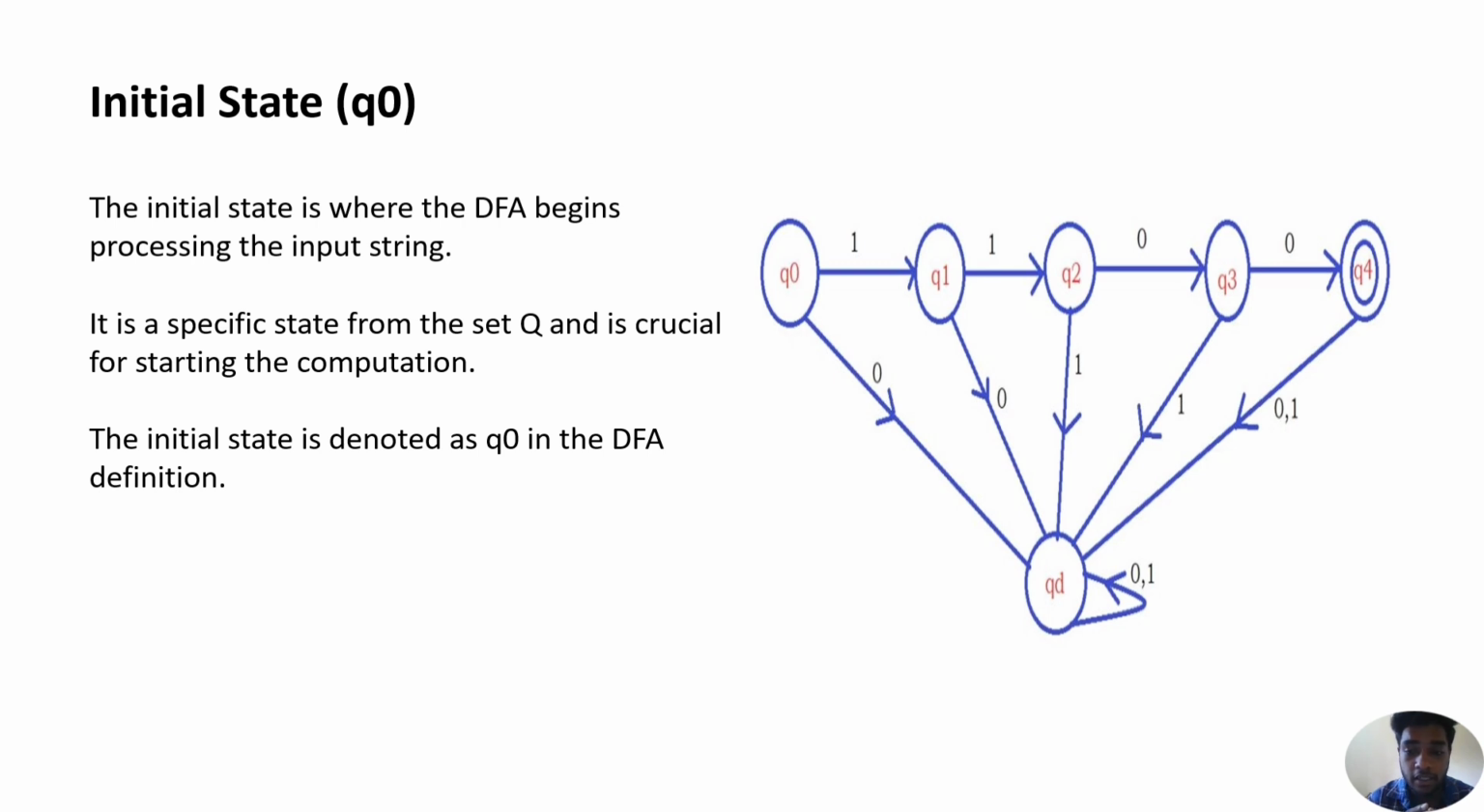The initial state Q naught. The initial state is also called the starting state. The initial state is where the DFA begins to process the input string. It is a specific state from the set Q and it is crucial for starting the computation. The initial state is denoted as Q naught in the DFA definition. As you can see on the right hand side, the diagram is a transition diagram where Q naught is the starting state and Q4 is the final state.